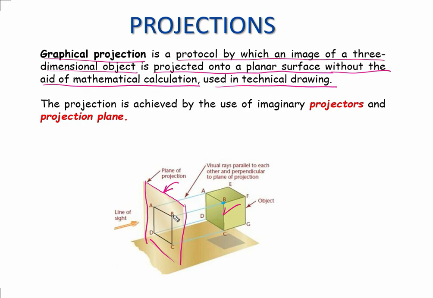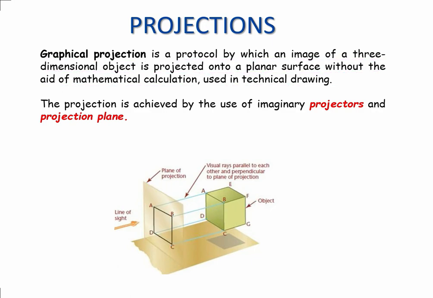So this point P will become here. Project point A, it is here. Project point C, it is here. Project point D, it is here. Then connect to get the projections. This is called the projection. So, guys, here we have the 3D object. And here we have the projection plane, lines of sight, or projection lines. We got the projection.